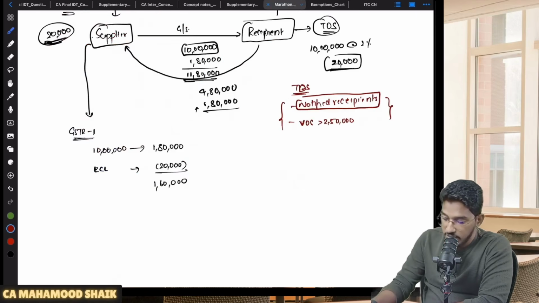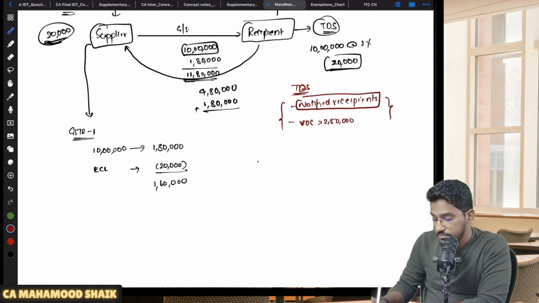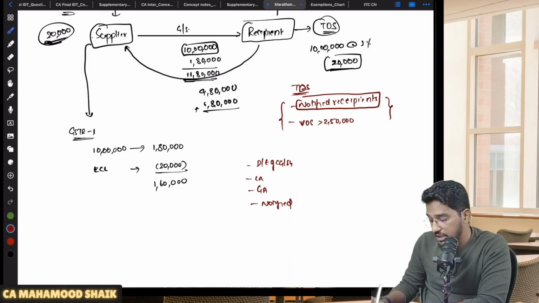So tell me, who are all the notified persons here? Number 1, department or establishment of central government or state government. Number 2, local authority. Number 3, government agency and other notified persons. Who are all those other notified persons?